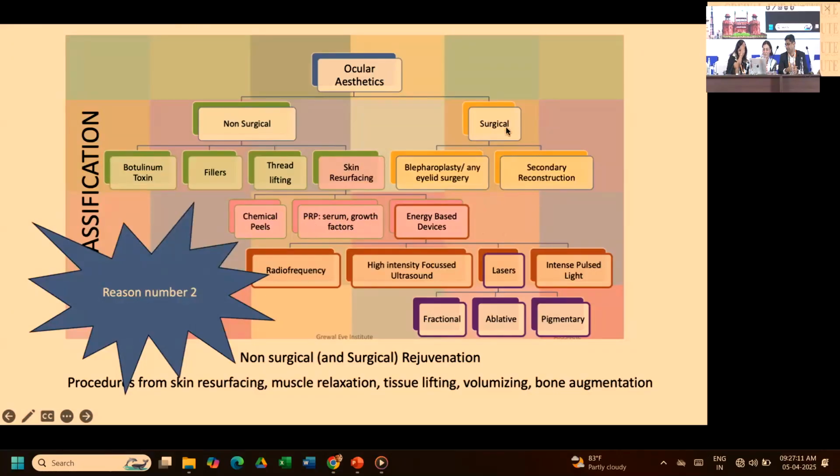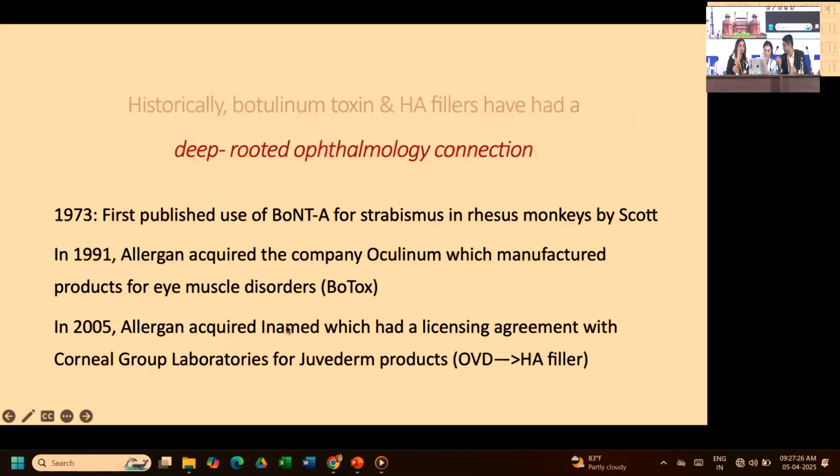How many of these we want to introduce in our practice is something to consider, because they can complement our surgical results. They can help build up a clientele for the surgery. If somebody comes who doesn't want any downtime but wants to start off with something, we should be aware about these procedures. We should know how to perform them and offer them in a safe environment.